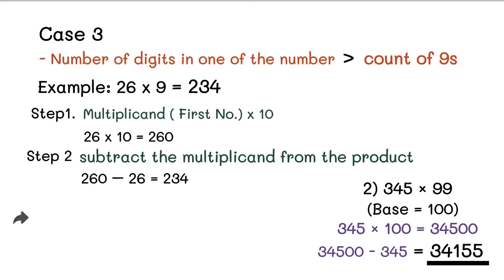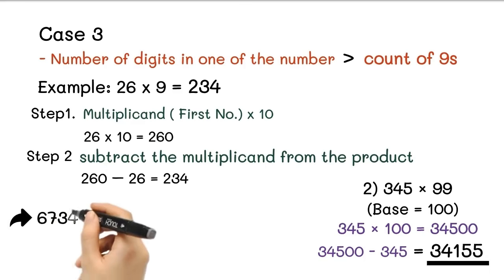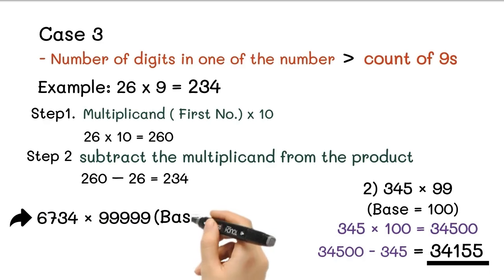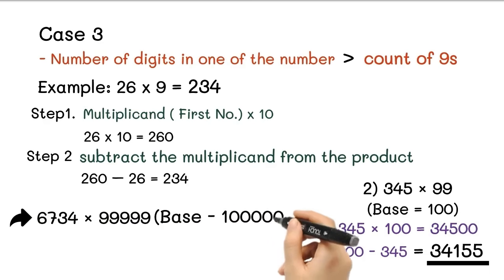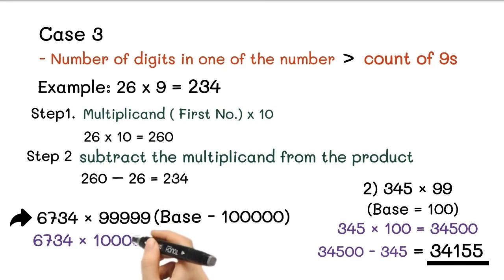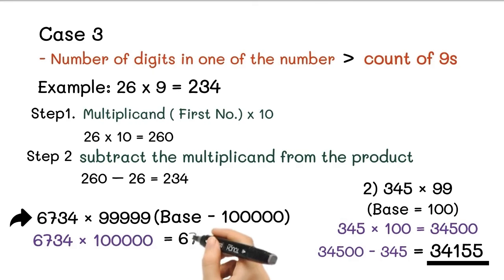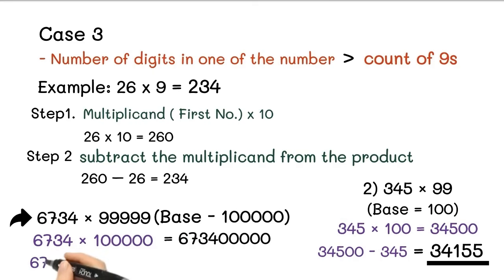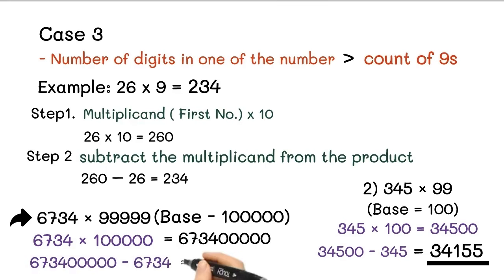Now if we take a bigger number like 6,734 times 99,999, then also we will get the answer quickly. For 99,999 the base is 100,000. So 6,734 times 100,000 equals 673,400,000. And 673,400,000 minus 6,734 equals 673,393,266.